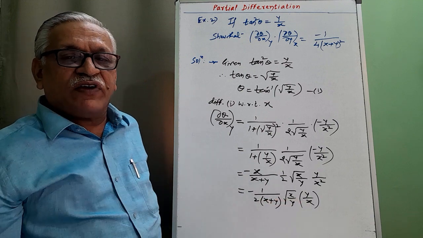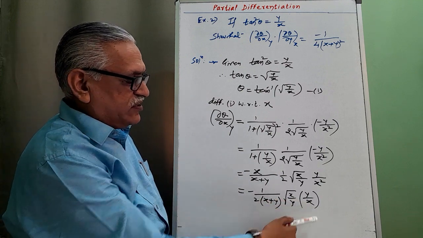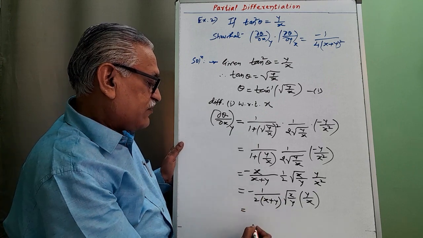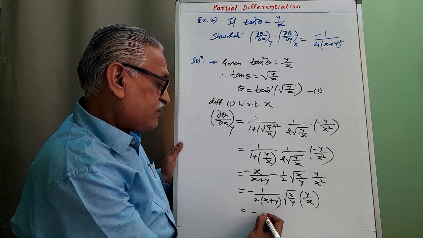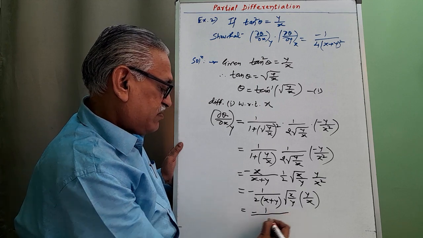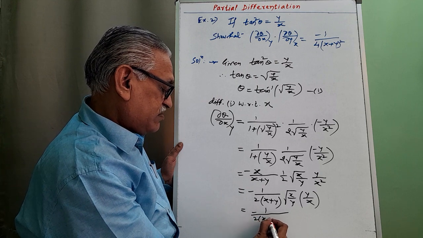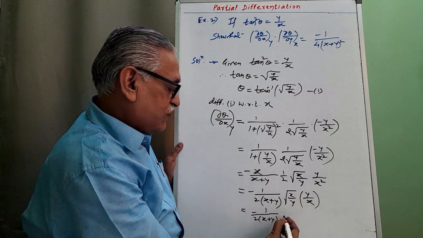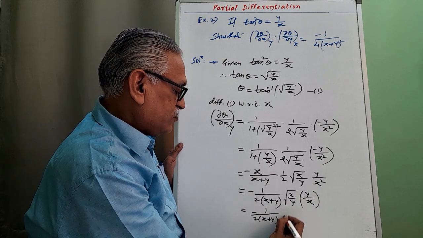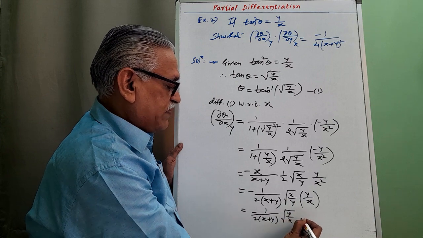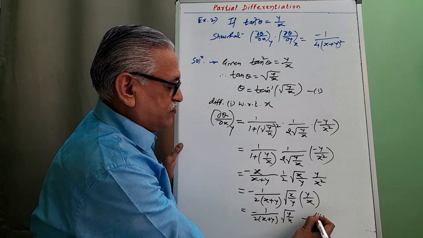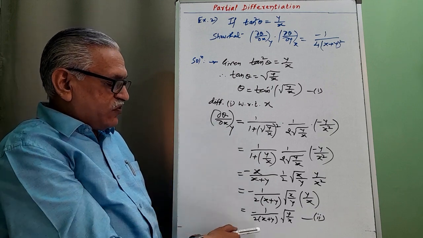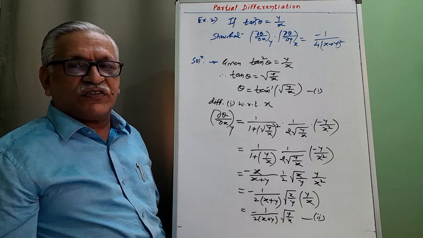This y we can write as root y into root y, and this x as root x into root x. One root gets cancelled, we get therefore minus 1 by 2 times (x plus y) and root of y by x is remaining into root of y by x. We call this equation 2. Differentiation of theta with respect to x keeping y constant, we call that equation 2.